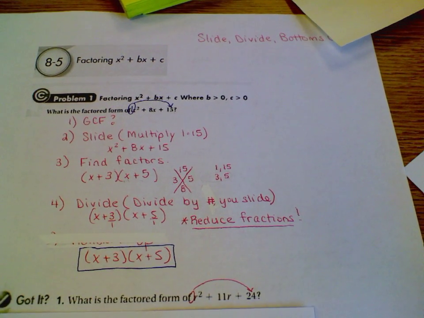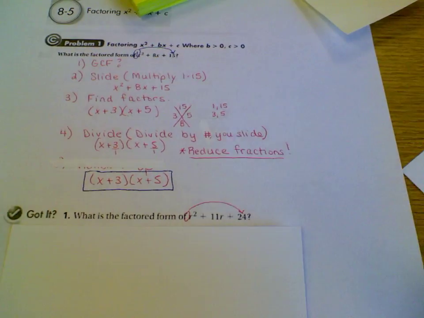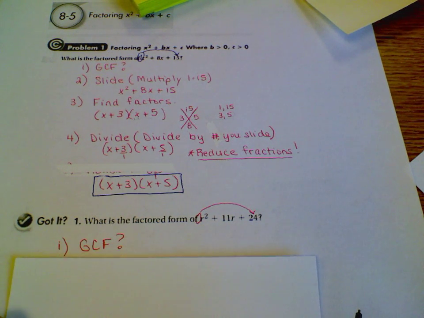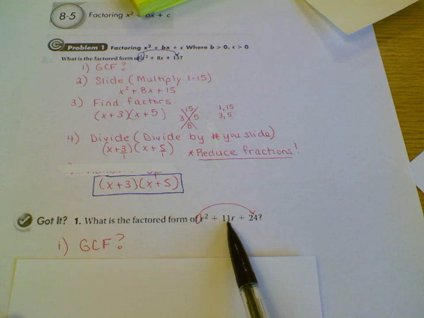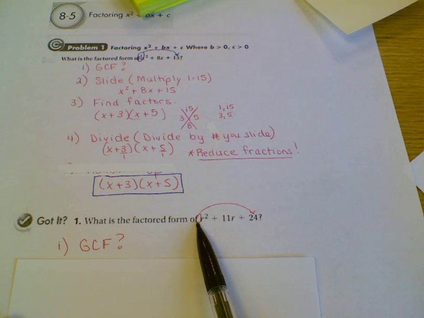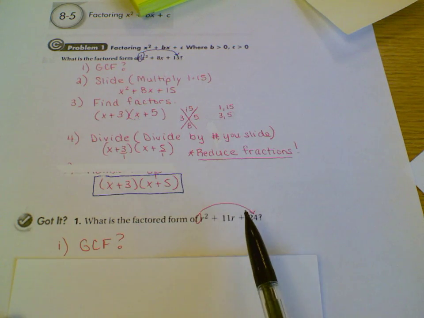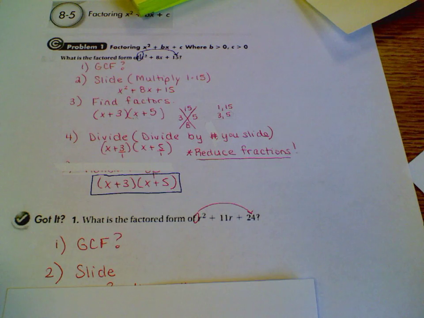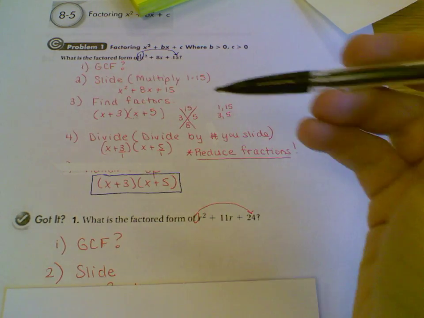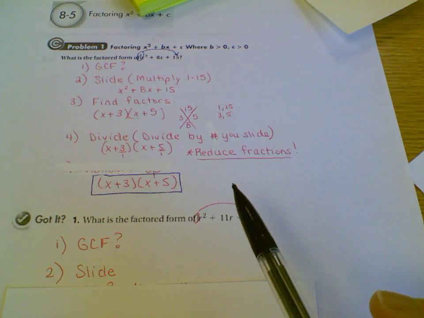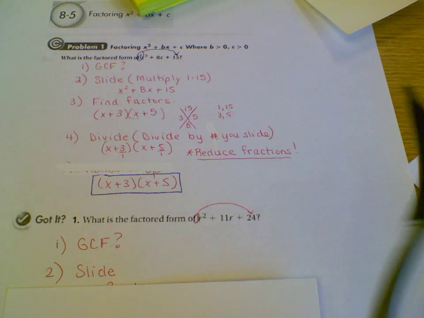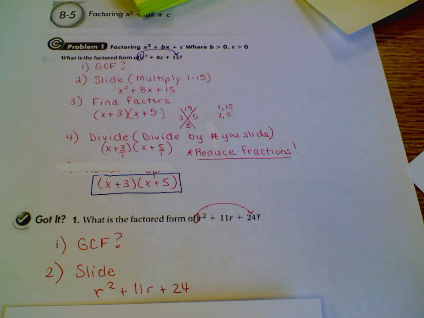Alright, on the next one we have the polynomial r squared plus 11r plus 24. First thing I check for is a greatest common factor. My greatest common factor of all three of these numbers is just 1, so I wouldn't have to worry about pulling it out like we have in the past. Second, I want to slide over that leading coefficient. My leading coefficient is a 1. I'm going to times that 1 by 24. So now my polynomial is r squared plus 11r plus 24.